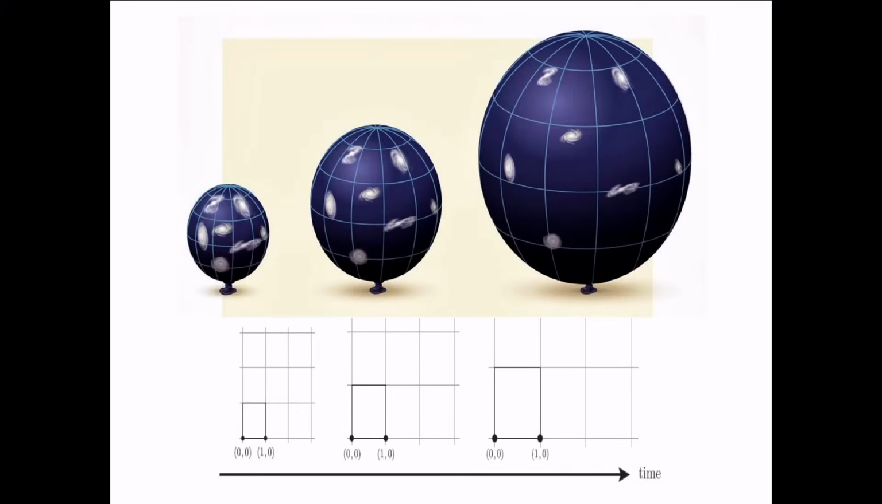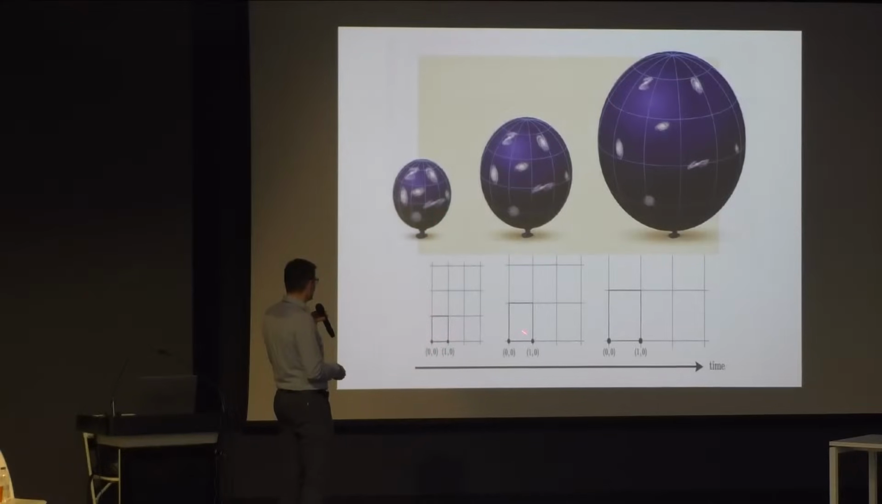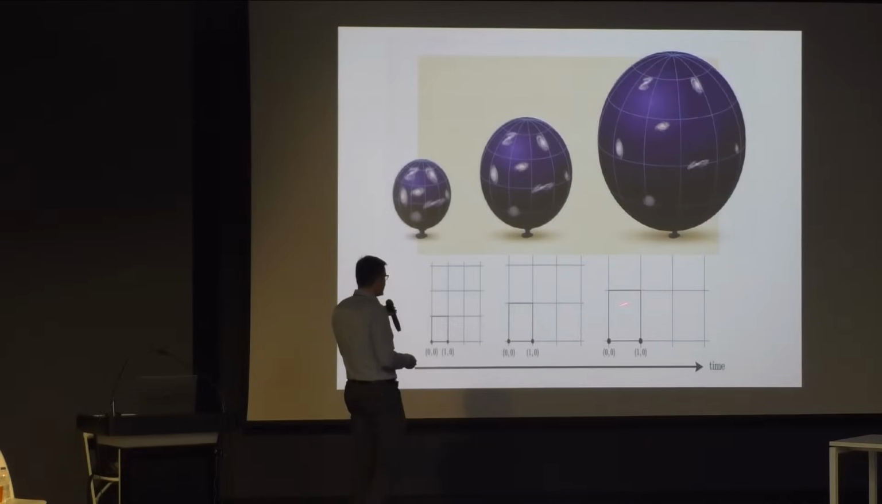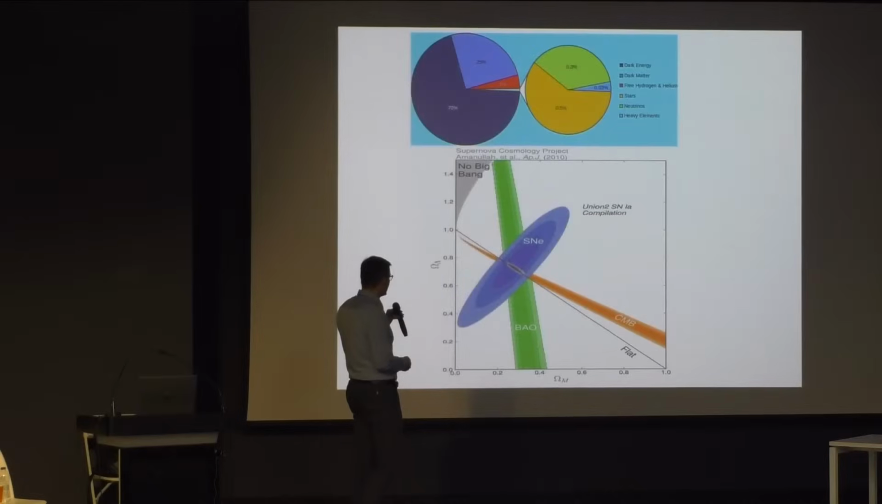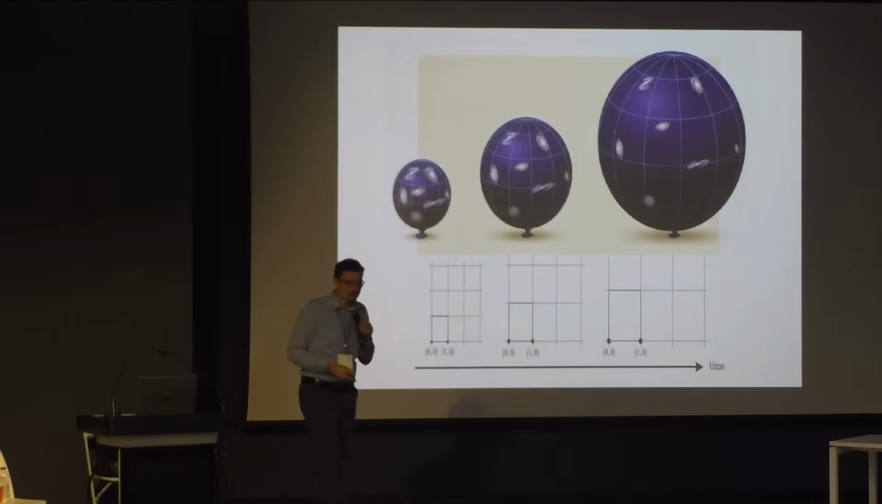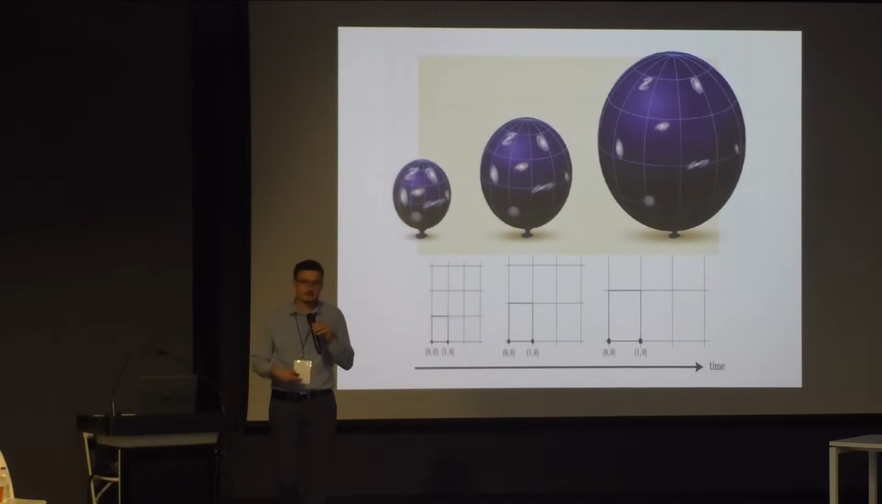You can see it on these balloons. If we put some coordinate system, you see these coordinates (0,0), (1,0), (0,0), (1,0). The coordinate distance is the same, but the whole coordinate system is expanding, so the physical distance is getting larger. And what else do we know? The connection between the physical, true distance and this coordinate distance we call the scale factor. And the scale factor of the universe is connected with the density of the universe and so on.